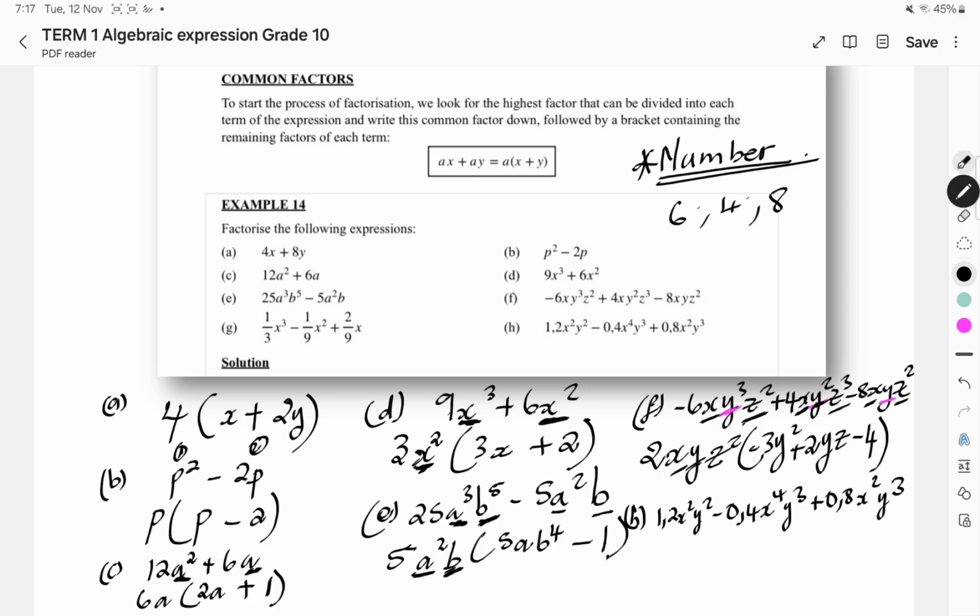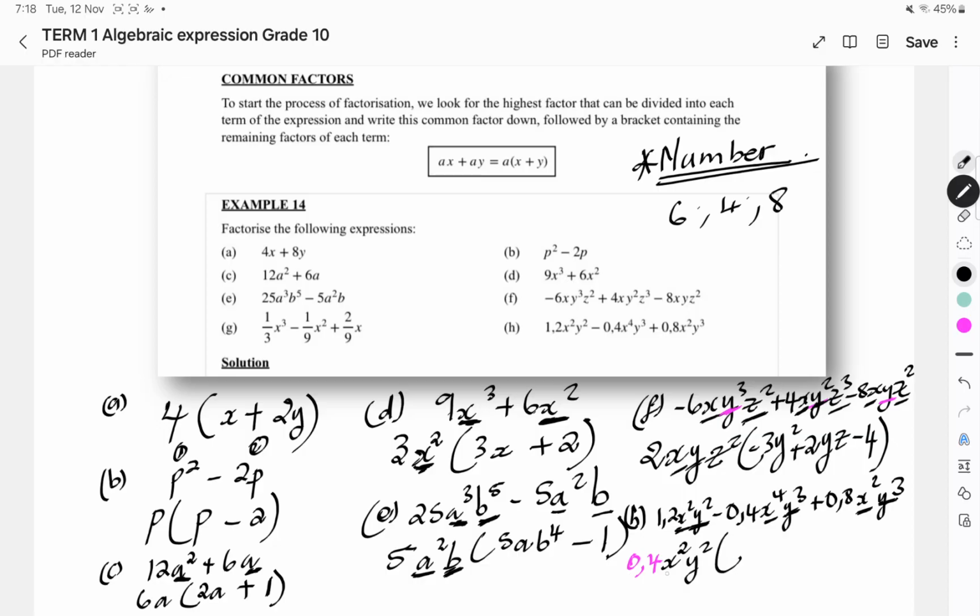Right. I need to take out a common factor here. As you can see, it's decimals. I'm having 1.2, 0.4, 0.8. They are all even numbers, so it means there is a common number that can go into them. And the number that can go into 1.2, 0.4, and 0.8 is 0.4. It can go into any one of them. Okay. And then I take out, I have 2 x's, 4 x's, 2 x's. We take the one with the least, which will be x squared. And then I have 2 y's, 3 y's, 3 y's. The one with the least is this one.